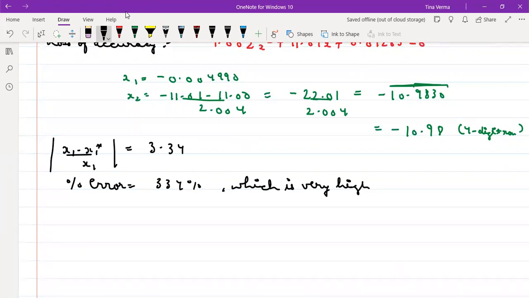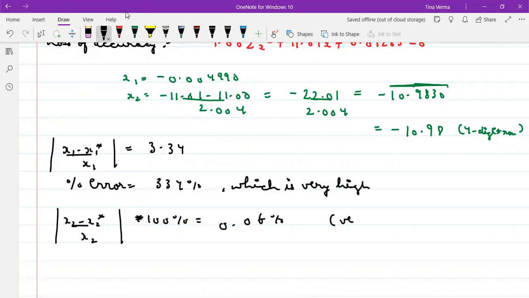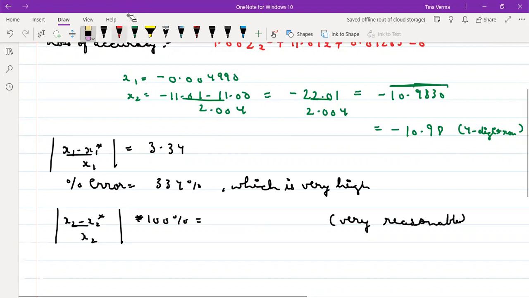And we can also check the second root, x2 minus x2 star by x2. When you calculate the percentage error, this comes out to be 0.06%. This we can say is very reasonable. So having 0.06% error is okay compared to having 334% error.